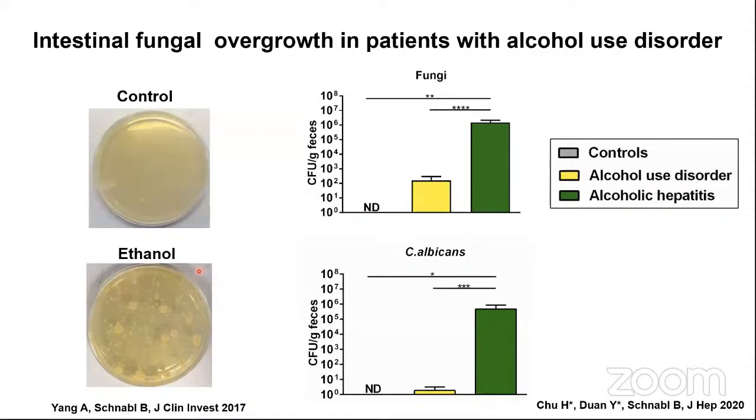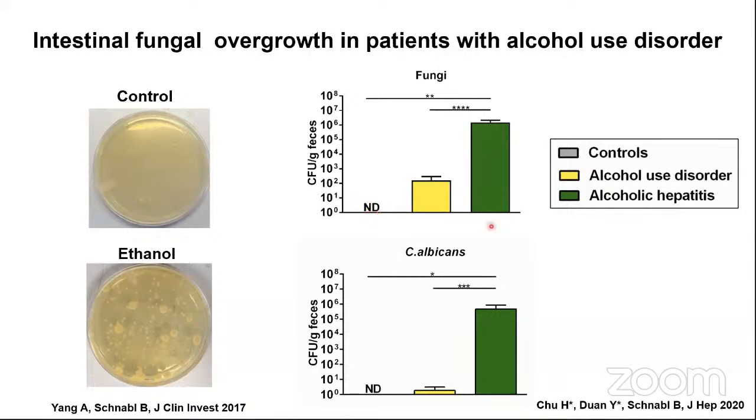And we simply plated the feces on YPD agar plates and then assessed fungal colonies. And as you can see, in the control mice, there were hardly any fungal colonies detectable, while chronic ethanol feeding resulted in a significant increase in fungal colonies. We saw similarly in patients with alcoholic hepatitis a significant increase in fungal colonies when we cultured feces from these patients as compared with the alcohol use disorder patients and as compared with the non-alcoholic controls.